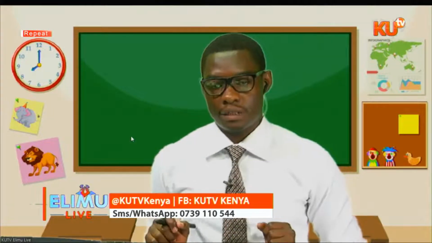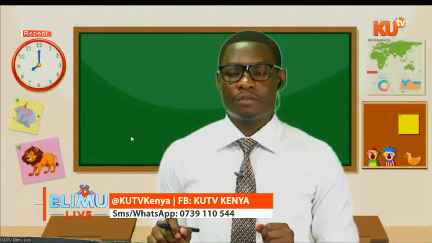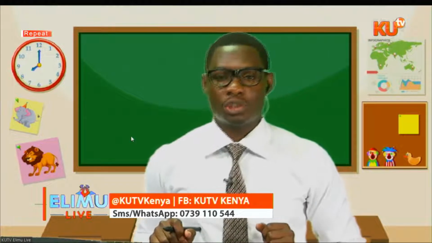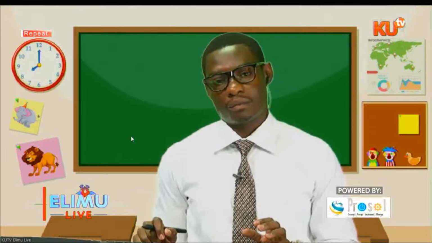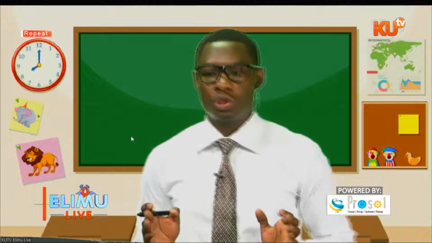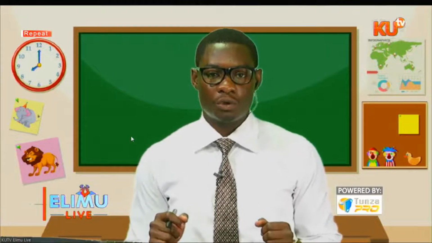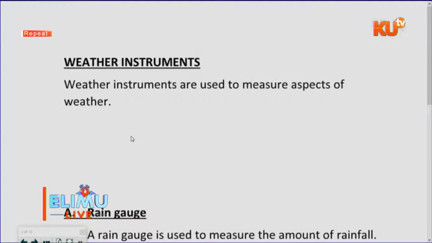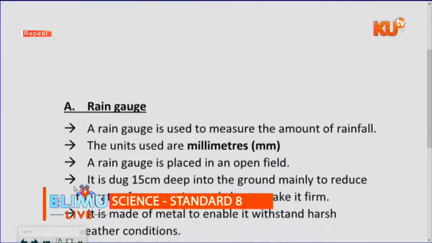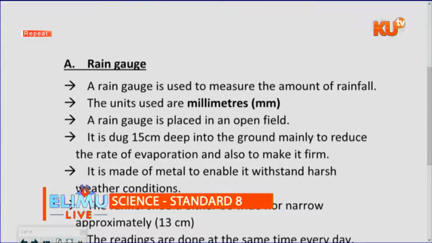So we start with the first weather instrument, which is called a rain gauge. From the word rain, what do you think is the function, or what do you think is the importance of a rain gauge? You can answer there at home. From the word rain, it measures the amount of rainfall, and the unit for measuring the amount of rainfall is millimeters. Millimeters is always abbreviated as mm.